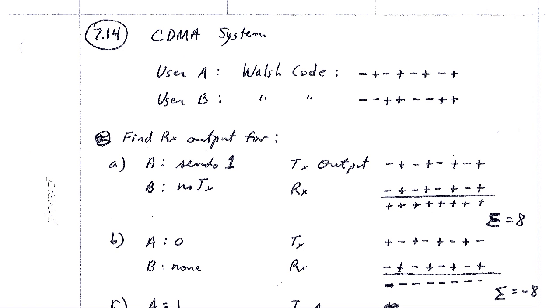Okay, and here is problem 714, installing wireless. This is another CDMA system, and we have two users only this time, and we are using Walsh codes as follows. Okay, and it says to find the receiver output for various cases, and there's cases A, B, C, D, etc.